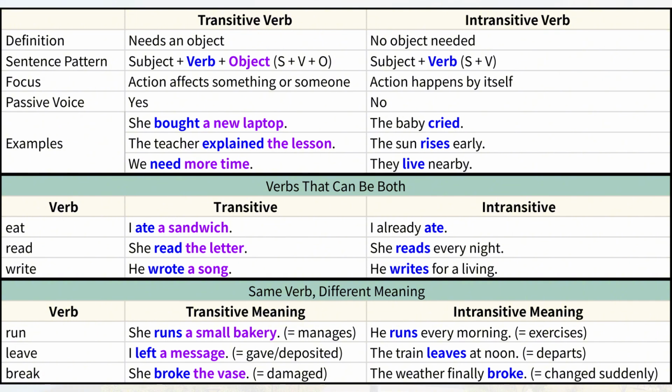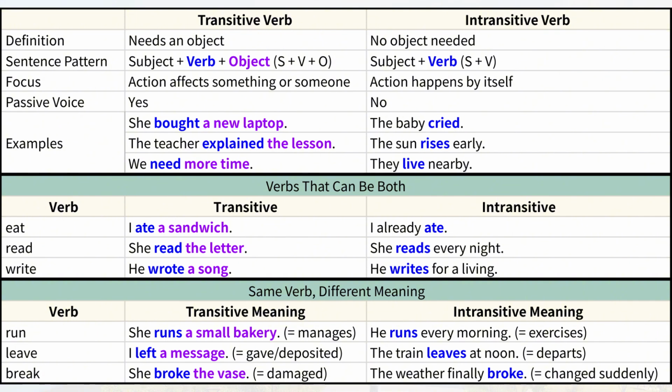Now let's look at examples. For transitive verbs. She bought a new laptop. The teacher explained the lesson. We need more time. For intransitive verbs. The baby cried. The sun rises early. They live nearby. Next, let's look at verbs that can be both transitive and intransitive.